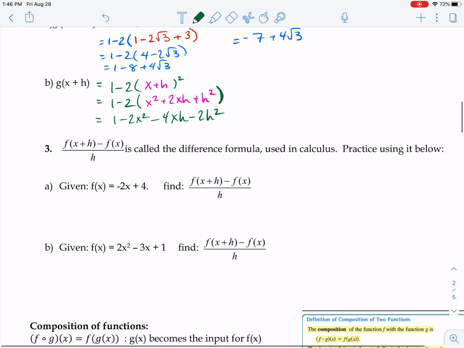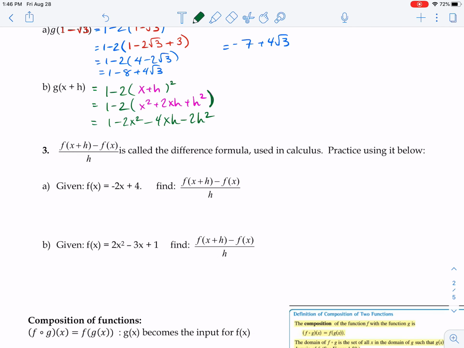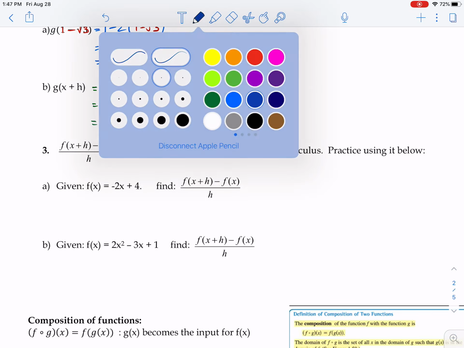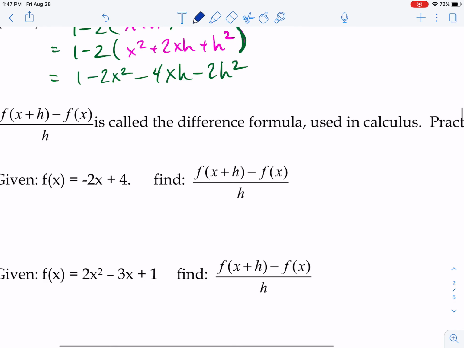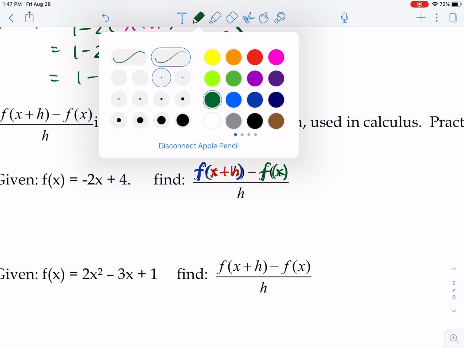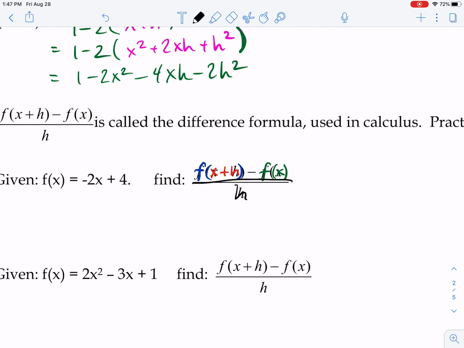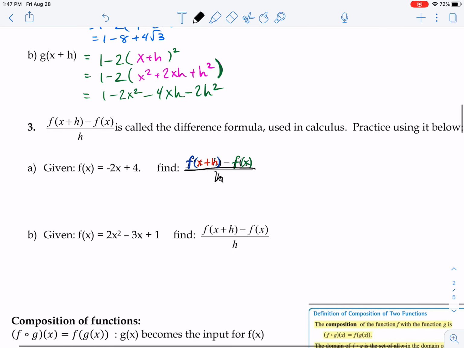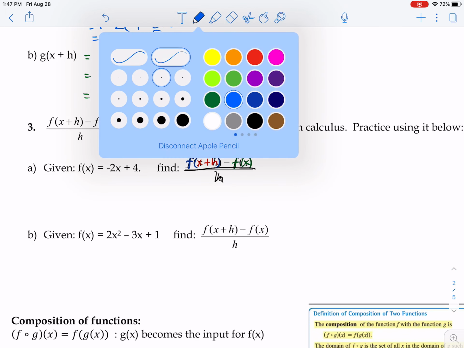Okay, the next one is the difference formula, and we use it a lot in calculus. So what we'll do is f of x plus h minus f of x, all over h. I'm going to use color on purpose, so I'm going to do f of x plus h in blue, and this will be red. Oops, let's pretend that's red. And then minus f of x in green, and then we'll do that all over h in black. Okay, that got messy, but hopefully you can figure out what we're doing here. So, changing color all the time, here we go.